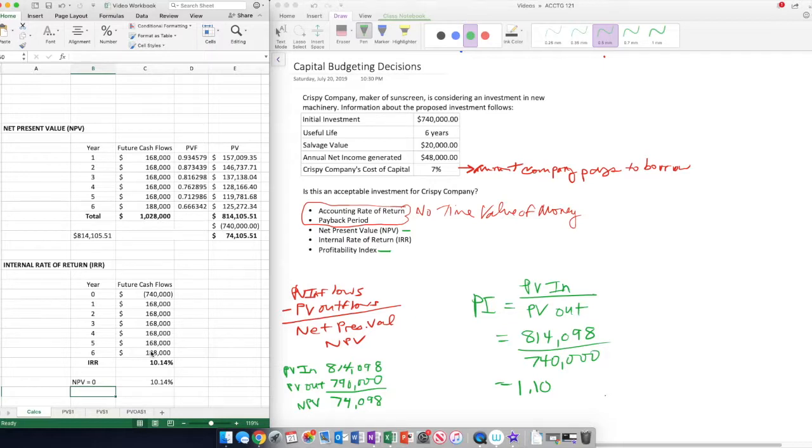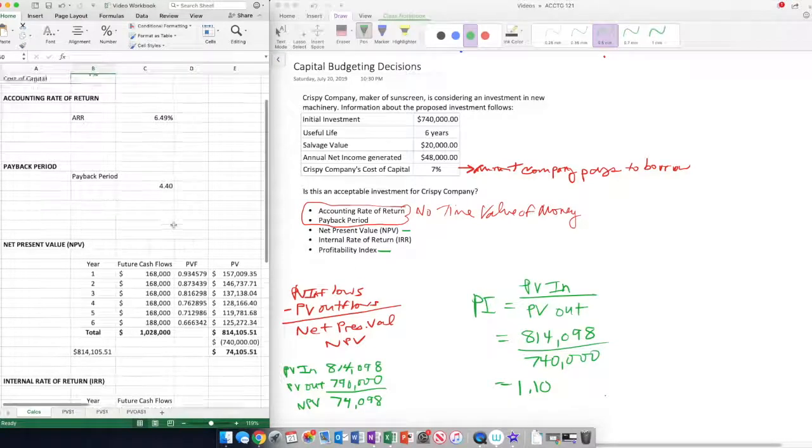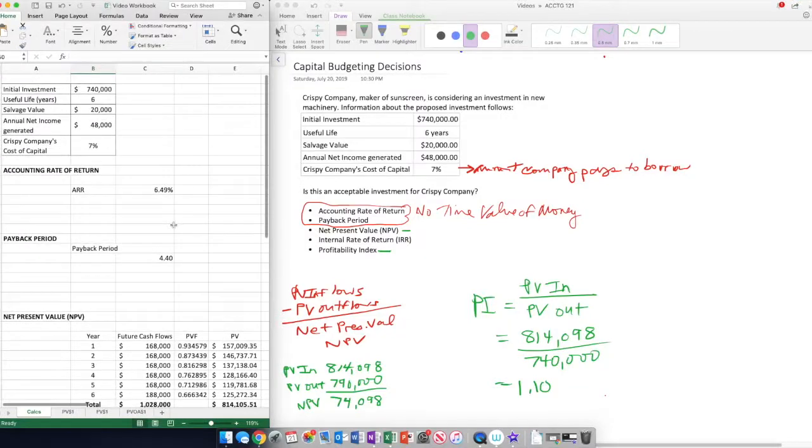Now, is that okay or not? Well, that depends on the company's base rate. They want 7% as the minimum, that's the cost of capital. This is 10.14, so that would mean that this would be an acceptable investment since it's greater. So this is just an overview of these 4 different metrics and how they work, and how we calculate and make decisions for long-term investments.